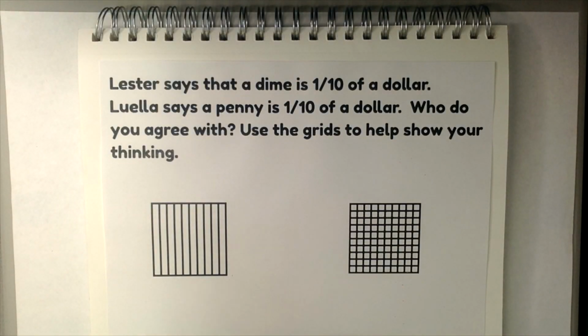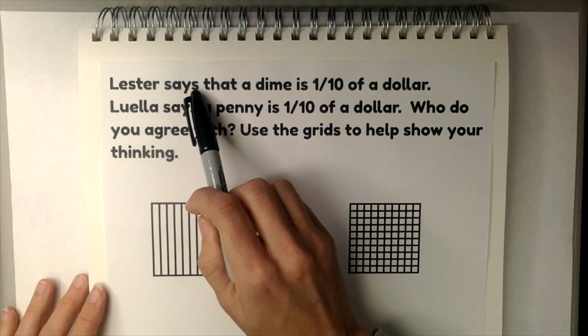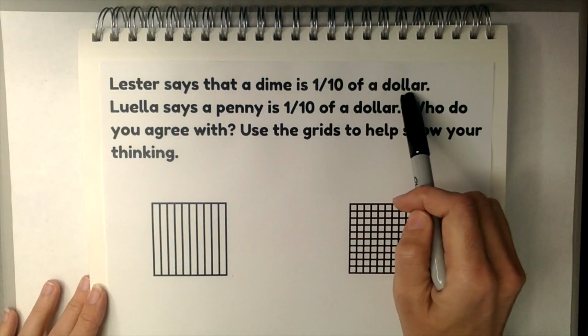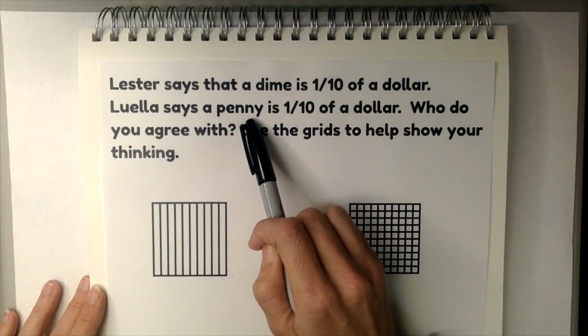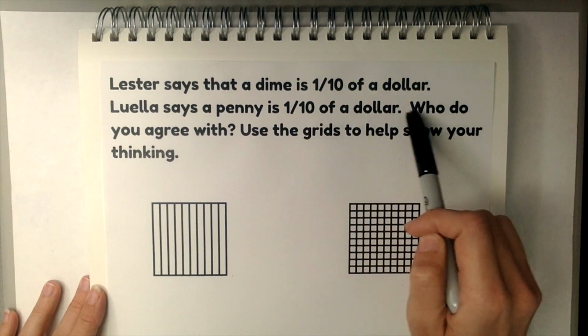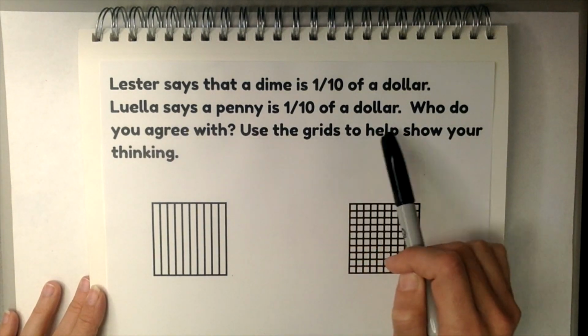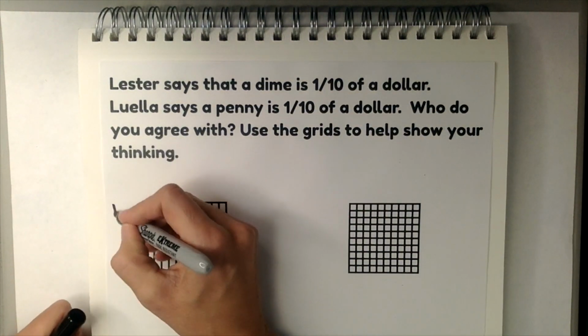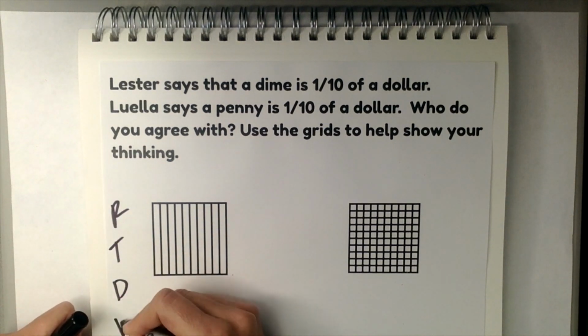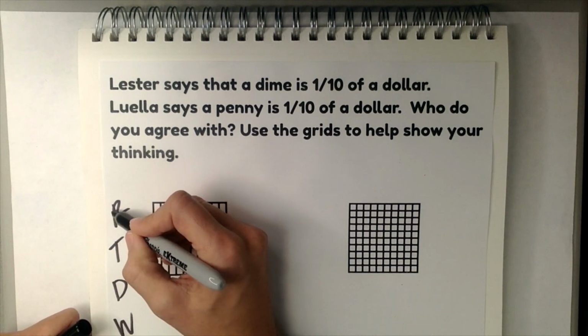Let's try this one. Lester says that a dime is 1/10 of a dollar. Luella says a penny is 1/10 of a dollar. Who do you agree with? Use the grids to help show your thinking. So we got R, T, D, W. Read, think, draw, write. Okay, we read it.